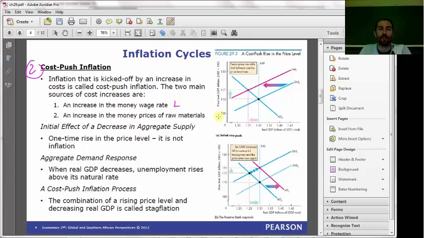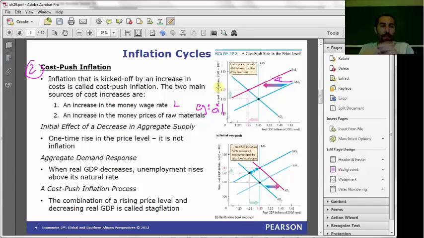So if, for example, we had an increase in the price of oil, because petrol is derived from oil, obviously. So if you have an increase in the price of oil, you're going to have an increase in the price of petrol, then you have a shift to the left of your short-run aggregate supply curve. The costs of producing increase when oil prices rise.